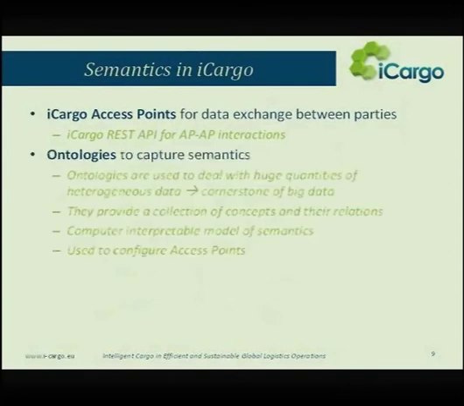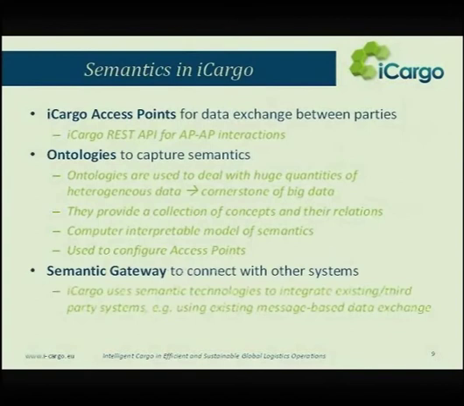Now, to do that, we use technologies from the semantic web, in particular ontologies. Ontologies are models to capture semantics. They are very suited to deal with huge quantities of heterogeneous data, so it's also coming from the world of big data and the semantic web. And they allow us to configure these access points, to provide them with a computer interpretable model of the semantics of the data that is being exchanged by that access point. And again, we use the semantic gateway to connect with other systems that do not support this world.